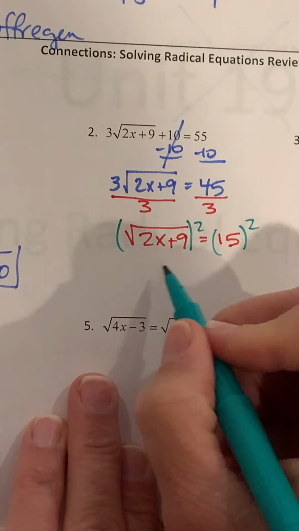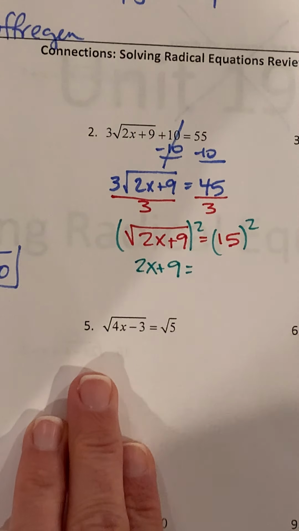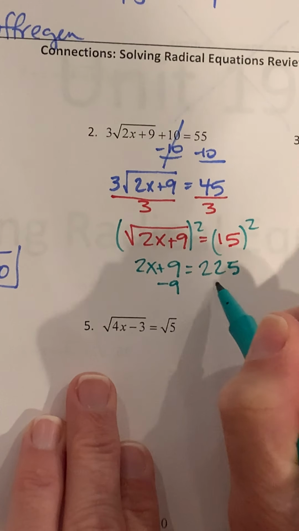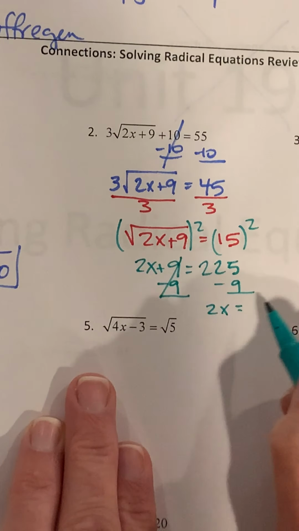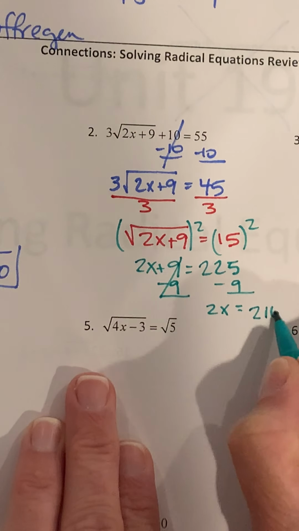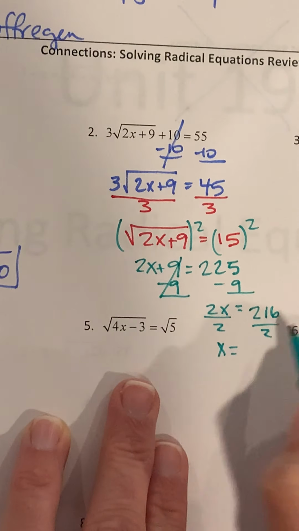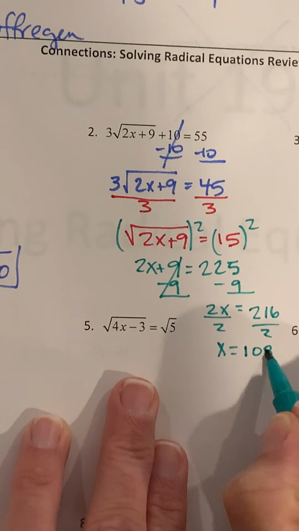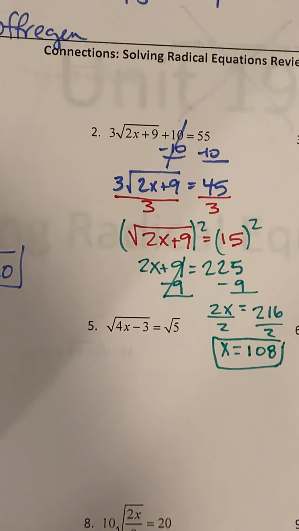And you get 2x plus 9 right here. And 15 times 15 is 225. And then you have to subtract 9. Oh, I'm running out of room. All right, and you're going to get 2x equals 225 minus 9 is 216. Then you divide by 2. Oh, sorry, y'all. X is 216 divided by 2 is 108. Okay. Sorry, I must have written too big. Sorry about that.